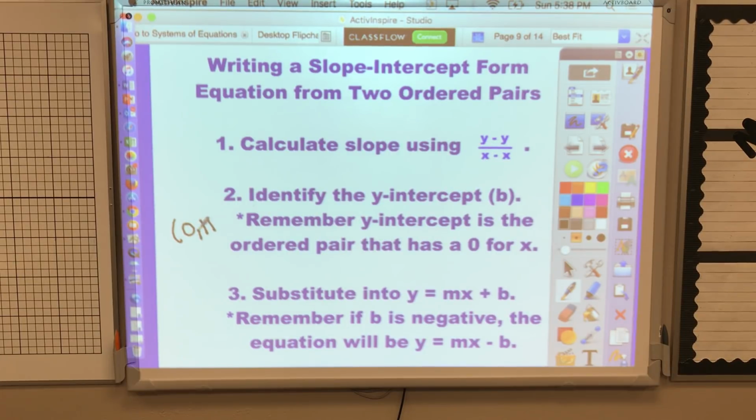So you always want to see if they gave that to you, and remember that looks like 0 and a number. So now they're not giving us that picture, they're giving us ordered pairs. We still need to find m, which is our slope, still need to find b, and then we're ready to substitute.